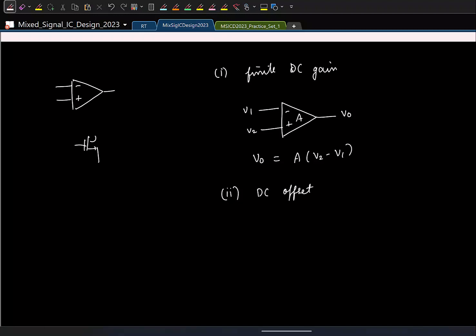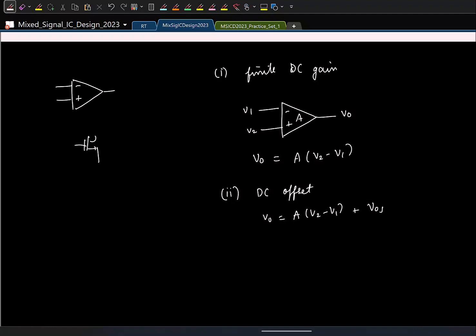So this means that ideally you expect this as the relation, but in practice we'll get this guy to be V2 minus V1 plus some offset voltage. And this comes about, some of you might know, due to some random mismatches. So what that means is, if you take 100 different op amps and measure the offset, all 100 of them will have different offset voltages, but for a particular op amp it's constant, it's a DC, right?